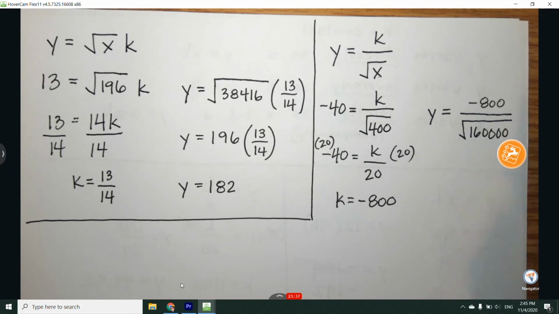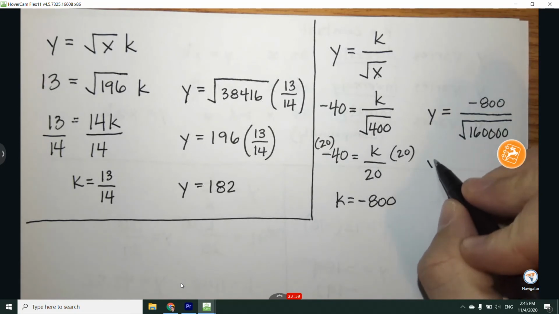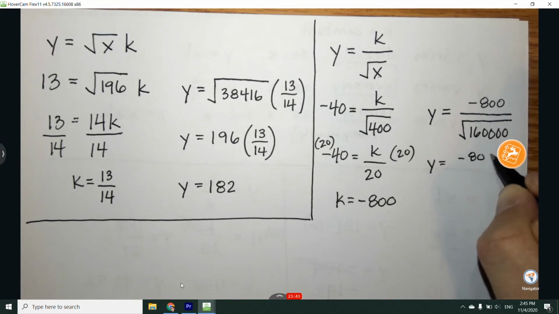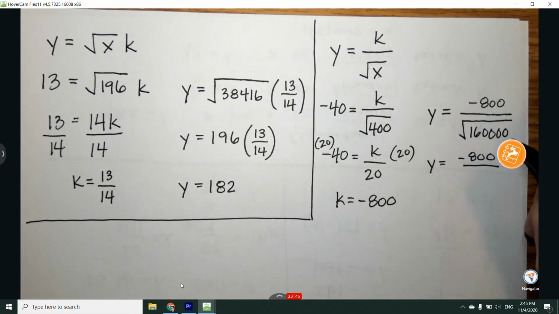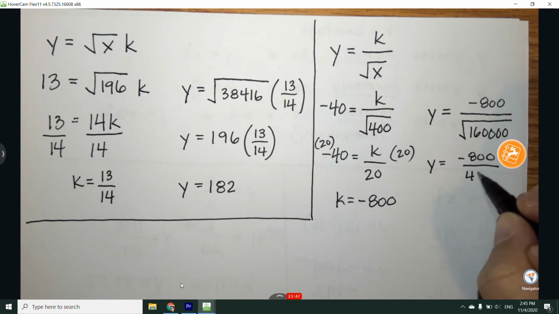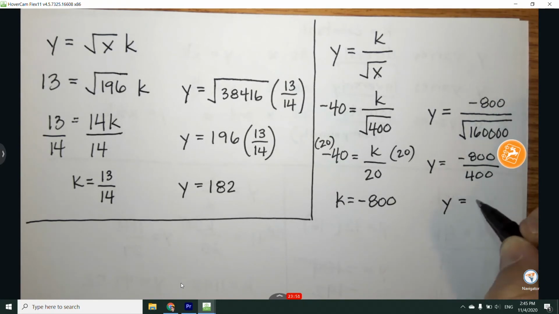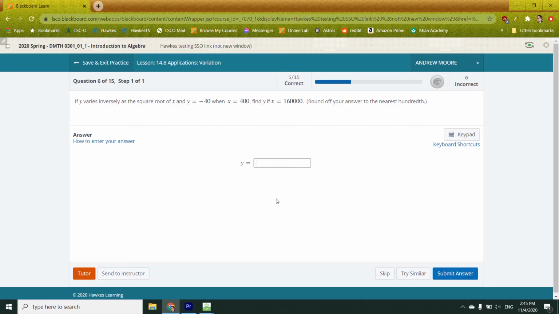Now we're going to solve that square root first. This tells us we got negative 800 over 400. And so negative 800 divided by 400 is negative 2.